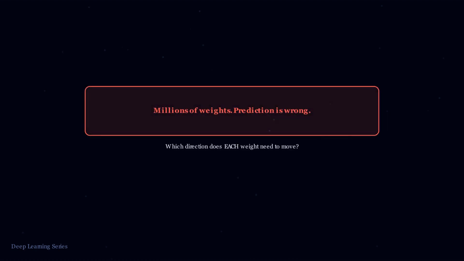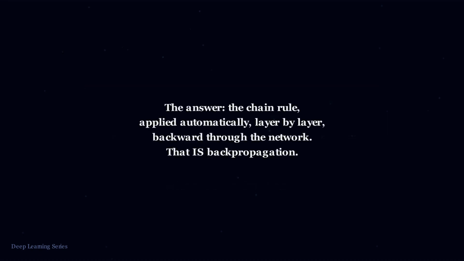Here's the real question. A network makes a wrong prediction. Millions of weights exist inside it. Which direction does each one need to move, and by how much, to make that prediction less wrong? The answer is calculus, specifically one idea. The chain rule, applied automatically, layer by layer, backward through the network. That's literally what backpropagation is.